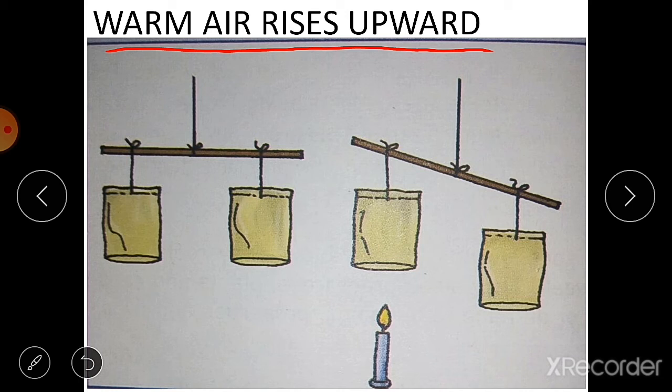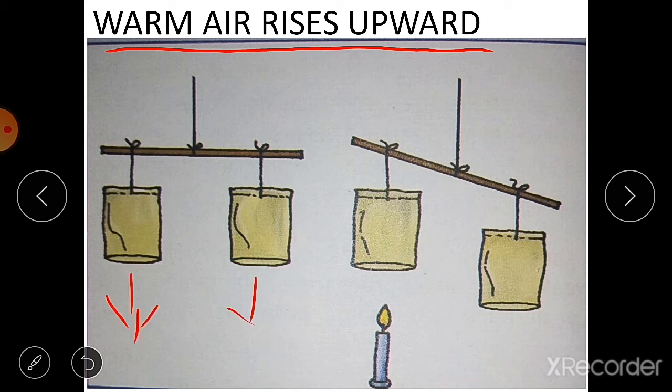What you will need for this activity is 2 paper bags. These are the 2 paper bags, some thread, a burning candle and a thin wooden stick. Okay, what you have to do: hang the 2 paper bags in an inverted position from the ends of the stick so that the open ends face downwards.